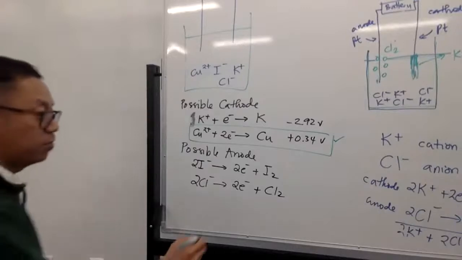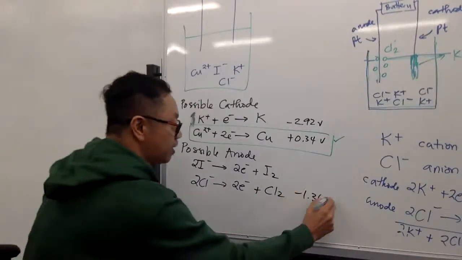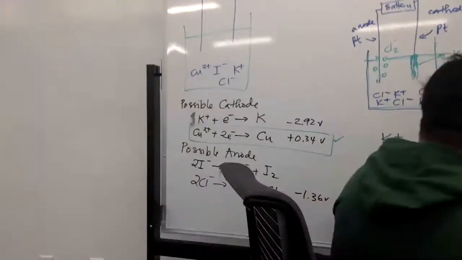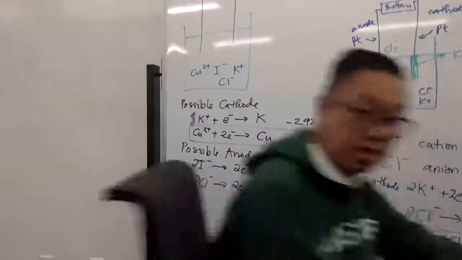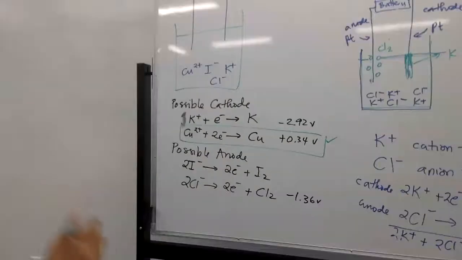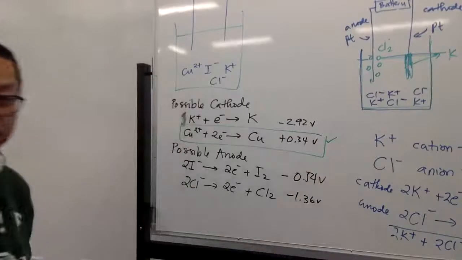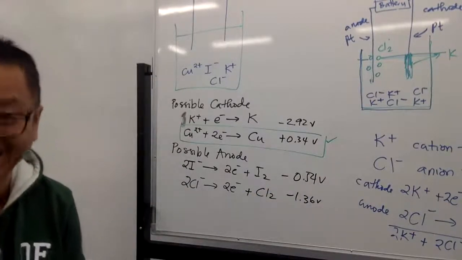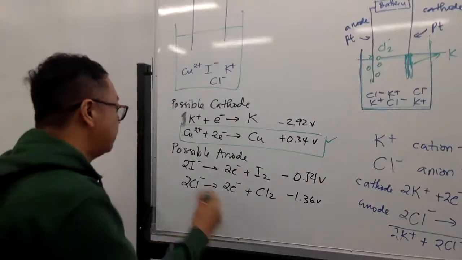I think I made a mistake. This is negative 1.36. Guys, this is negative 1.36, so I made a mistake here. This should be negative, so the overall value is even more negative. For iodine it's negative 0.54 volts. Now which between the two will happen? It's going to be iodine. Yes, so it's going to be this one.